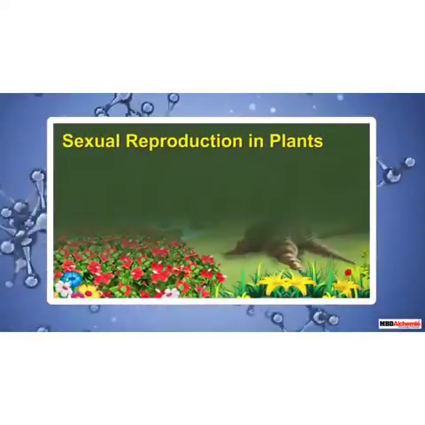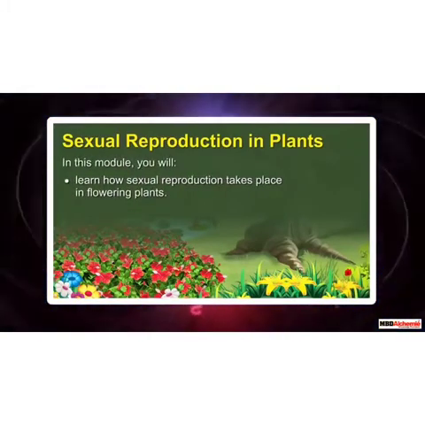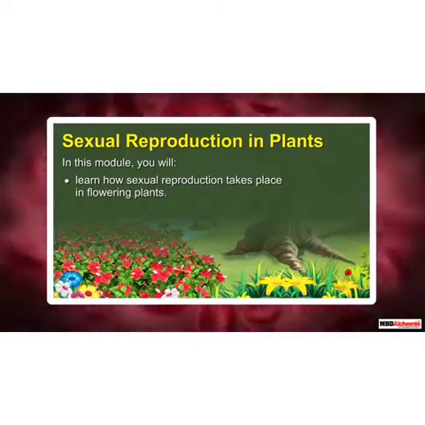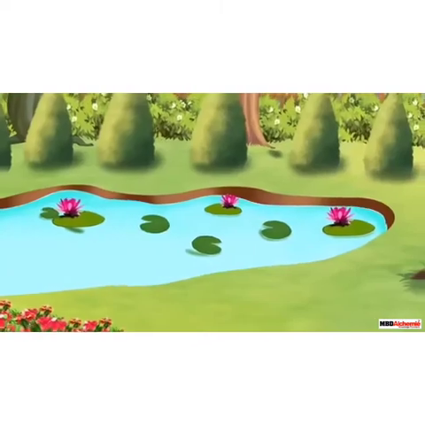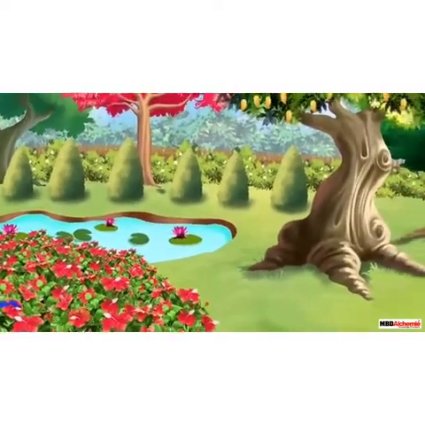Hello class 10th. Today's topic is sexual reproduction in plants. In this module, you will learn how sexual reproduction takes place in flowering plants. Flowering plants come under the category of angiosperms.